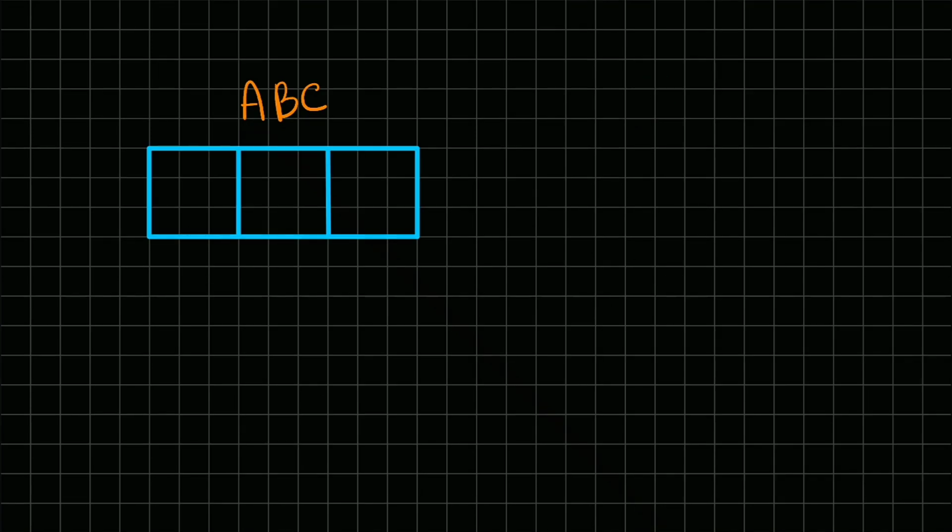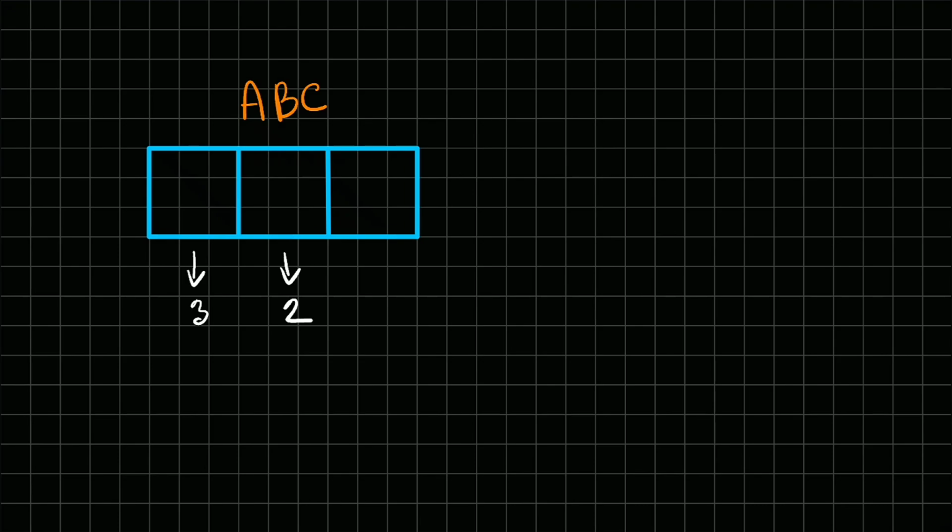Let's have a look at this box with 3 slots. How many different ways can we fill the first slot? We can do it in 3 different ways, by either A or B or C. What about the second slot? Well, for each of those 3 options for the first slot, we can fill the second slot in 2 different ways, as we have already used 1 alphabet in the first slot.